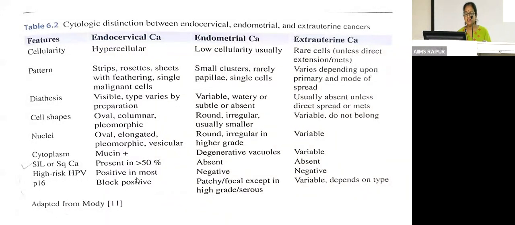High risk HPV is positive in most endocervical carcinomas. It is patchy in endometrial carcinoma and variable in extrauterine depending on type. P16 immunohistochemistry is block strong positive in endocervical carcinoma. It is patchy in endometrial and variable in extrauterine carcinomas. Now we look at the morphology of each of these in detail.